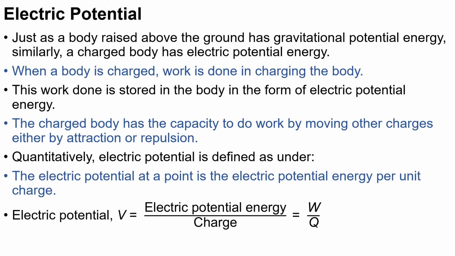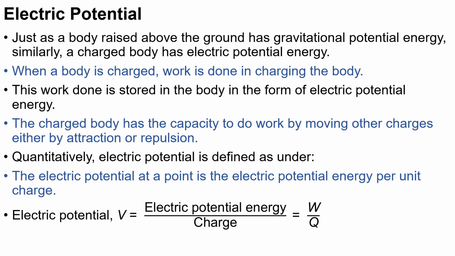Just as a body raised above the ground has gravitational potential energy, similarly, a charged body has electric potential energy. When a body is charged, work is done in charging the body. This work done is stored in the body in the form of electric potential energy. The charged body has the capacity to do work by moving other charges either by attraction or repulsion.